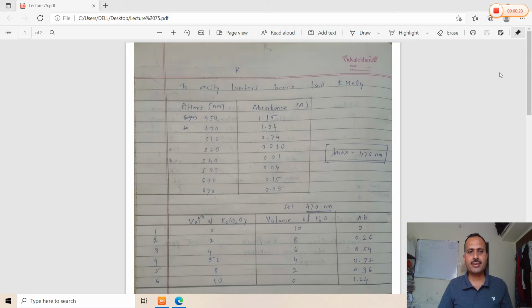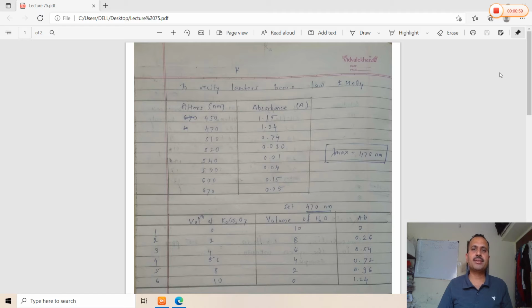The title of the practical is to verify Lambert-Beer's law, and it is for KMnO4 or potassium dichromate. Now we see it for potassium permanganate. What is the statement of Lambert-Beer's law? Consider that the concentration of the solution is directly proportional to the absorbance of the solution when path length remains constant. This is Lambert-Beer's law, and we have to verify it accordingly for the solution.